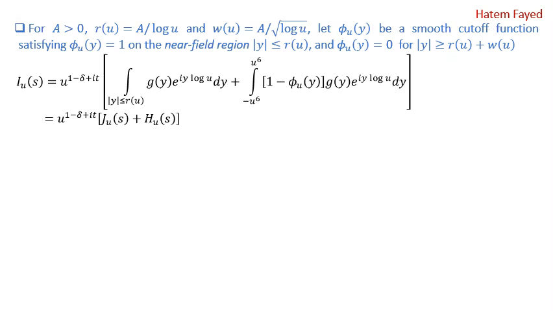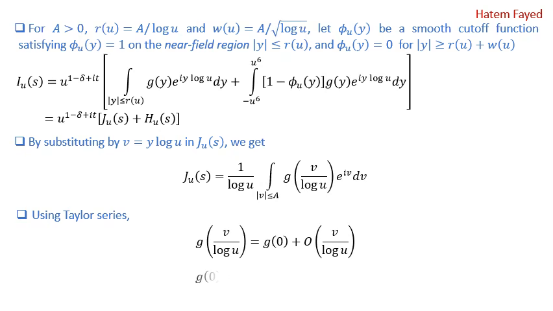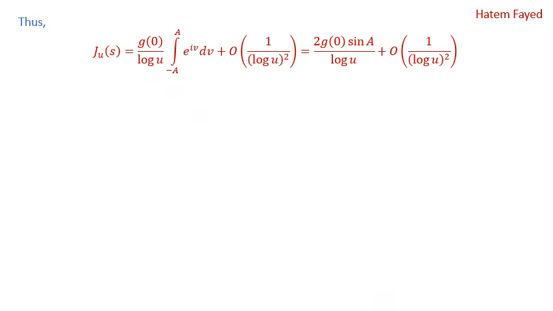For the near field, J_u(s), let us substitute v equal y log u, so we'll get this equation. Using Taylor series, we can expand the g this way. By evaluating the integral, we'll get this expression for J_u(s).